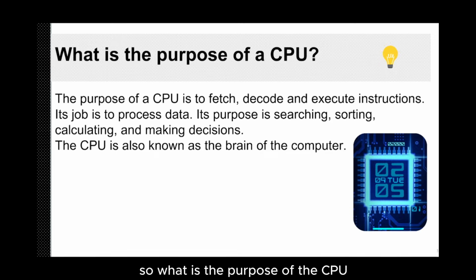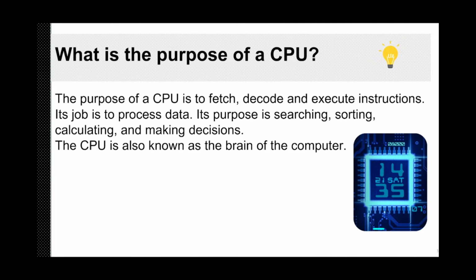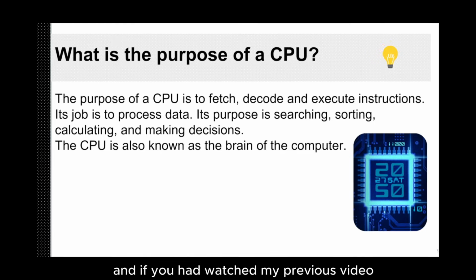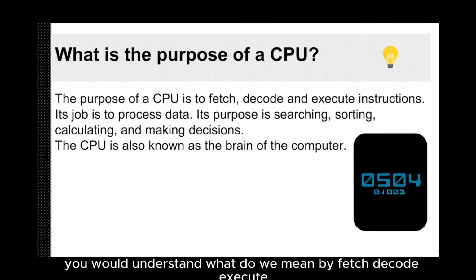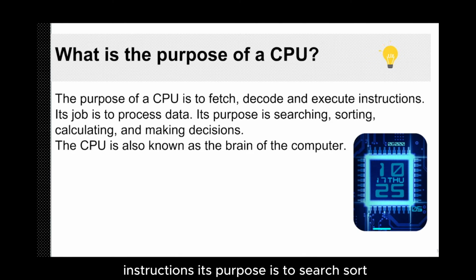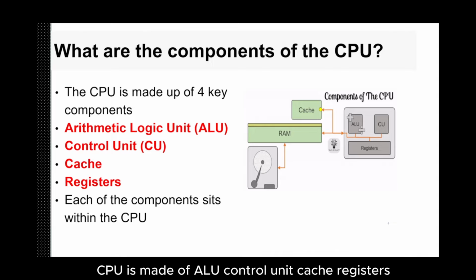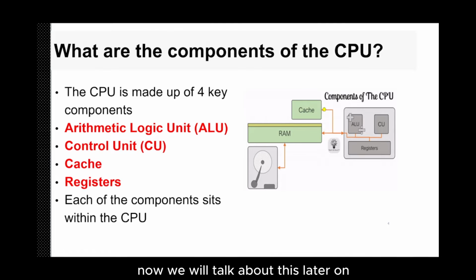So, what is the purpose of the CPU? The purpose of a CPU is to fetch, decode, execute instructions. And if you had watched my previous video, you would understand what we mean by fetch, decode, execute instructions. Its purpose is to search, sort, calculate, and make decisions. So, what are the components of CPU? The CPU is made of ALU, control unit, cache, registers. Now, we will talk about these later on, but this is what you need to understand.